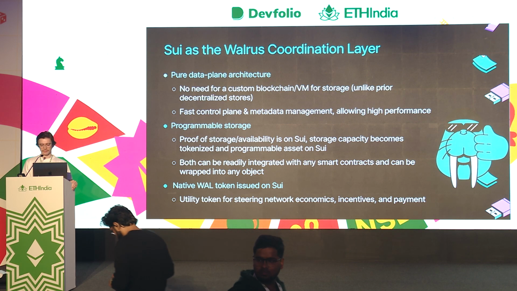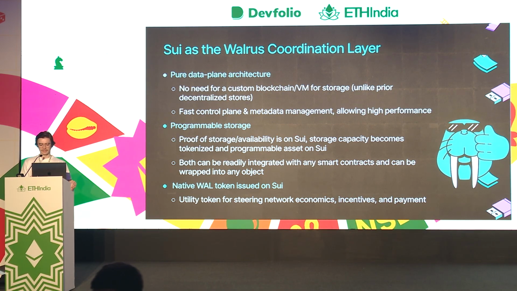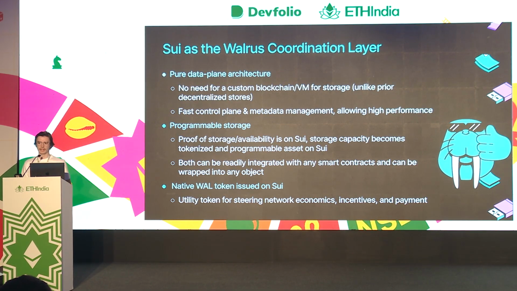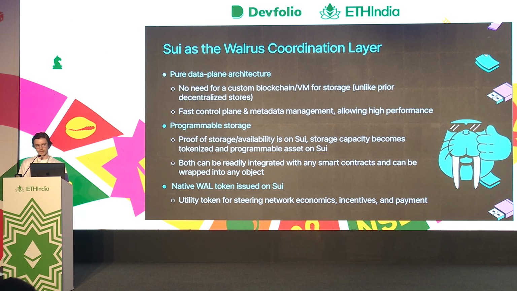this proof of storage and availability, which means that storage capacity becomes tokenized and is an asset that can be used on chain. So this really opens up a lot of opportunities. Now you can have storage in marketplaces on chain and other aspects. And this also can be used to manage the data ownership as well.